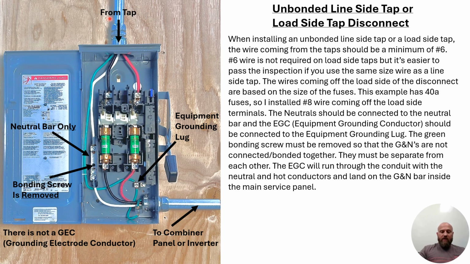in the original panel. The biggest difference between a bonded panel and an unbonded panel is the ground screw. Once this green grounding and bonding screw is removed or installed, that's what determines if the grounds and neutrals are connected together. Since this is an unbonded panel or a load side tap panel, we are not allowed to install the green bonding screw because we're supposed to have the grounds and neutrals separate from each other.